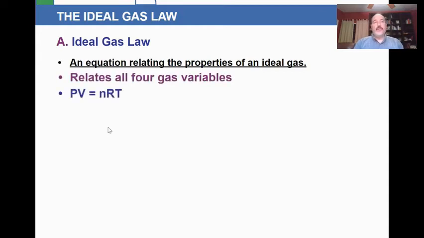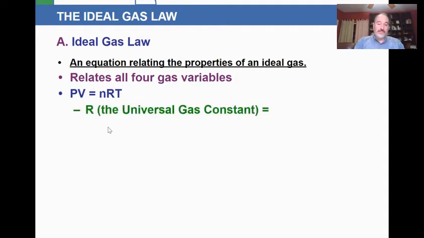Now, the formula is PV equals nRT. Four of those variables you already know. P is pressure, V is volume, n is number of moles, and T is temperature. But R, what's R? It's the pirate constant, R. No, sorry. It is the universal gas constant. It is basically the ratio, that's where the R comes from. It is the ratio of how the other ones relate to each other.